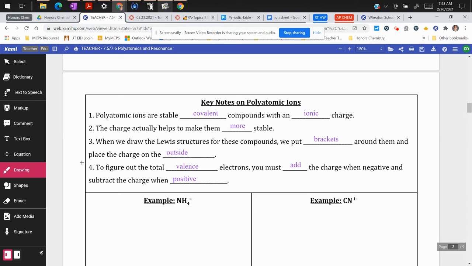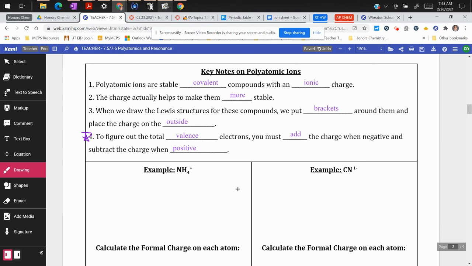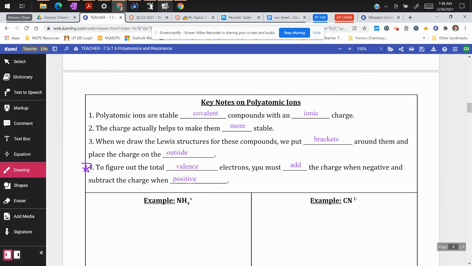The key bit of information here that changes how we look at the total number of valence electrons has to do with the charge. Remember that a negative charge means I've gained electrons, so if I have a negative charge for my polyatomic ion, I need to add those number of electrons to my total valence. If I have a positive charge, that means I have lost electrons, and I need to subtract that charge from my total valence. Let's do an example.